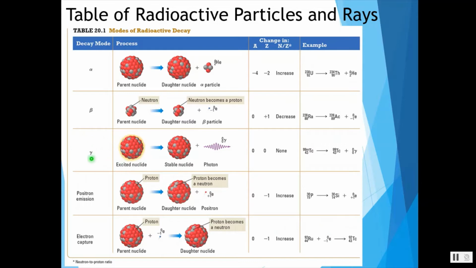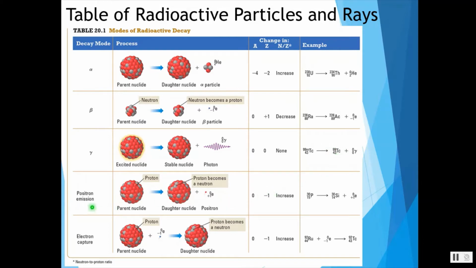We also talked a little bit about gamma particles, and gamma particles are really just photons that contain energy. We didn't go over any specific reactions, but what you would see is again that because it's a photon, it doesn't contain any mass or charge, and so our atomic number and our mass number should remain the same.